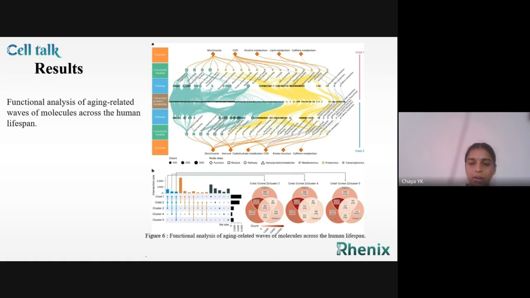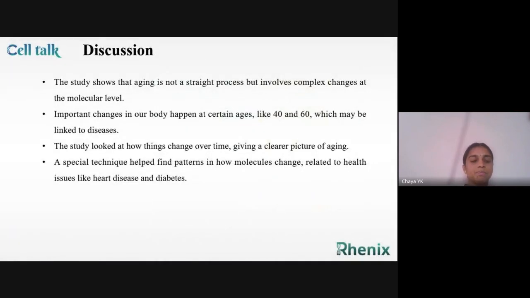Next, coming to the discussion, the study reveals that aging does not happen gradually or in a straight line, but involves complicated changes in our body molecules over time. These changes do not happen uniformly. They often show sharp shifts at specific ages, such as around 40 and 60. These shifts might be connected to the development of diseases, such as heart disease and diabetes.